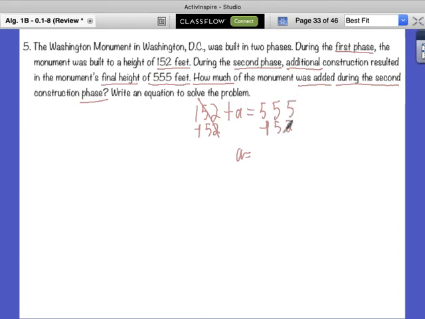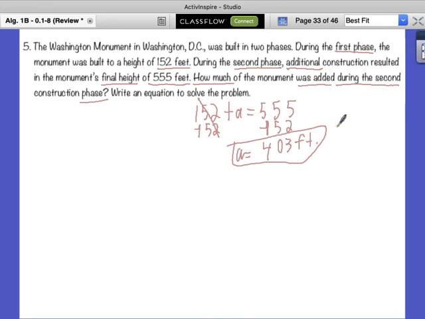Olivia? 2? No, 3. Wait, what was the question again? 555 minus 152. Oh, 403. You were doing 5 minus 1, you were going with me. 5 minus 2 is 3, 5 minus 5 is 0, 5 minus 1 is 4. And now this is 403 chickens, 403 ducks, ostriches, canoes... feet. We don't want to forget our label. So how much was that during the second phase? 403 feet. Okay? Any questions on that?